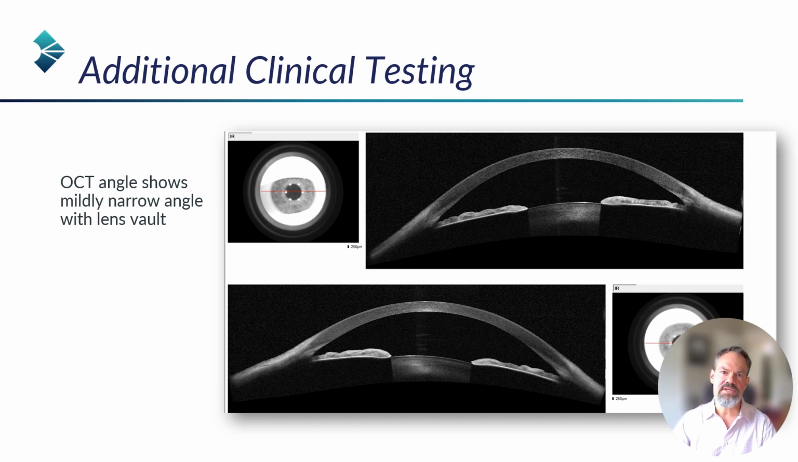In this case, I was able to see scleral spur on gonioscopy, and looking at the angle using OCT limbus to limbus imaging shows that the angles are open but somewhat narrow. We can see the lens pushing forward, pushing the whole iris forward, because of the lens vault that's occurring. So some narrowing, but not much.